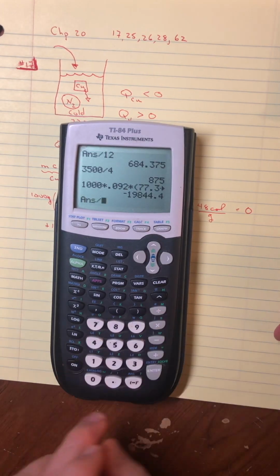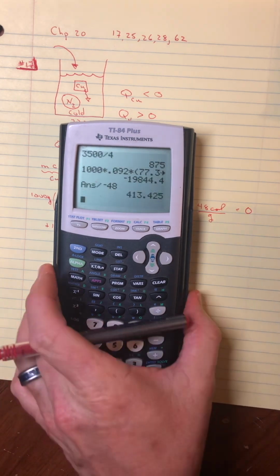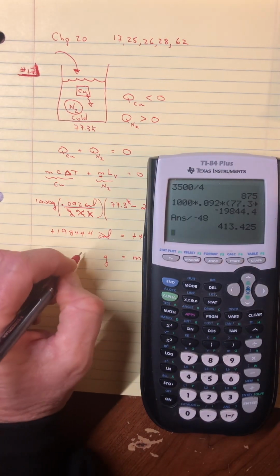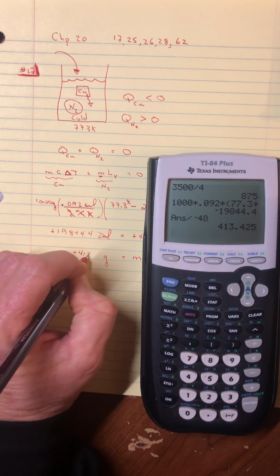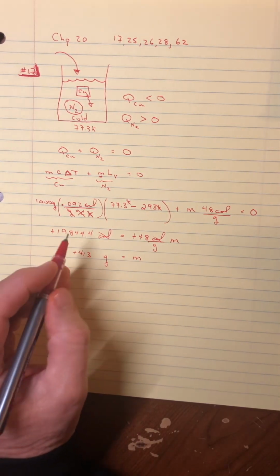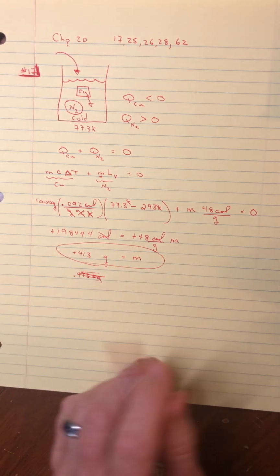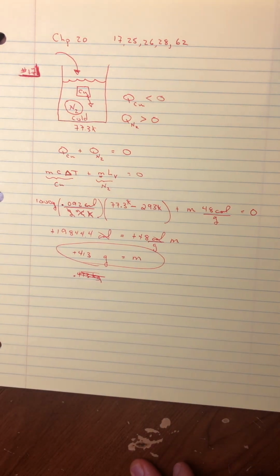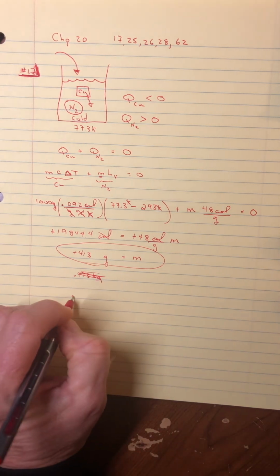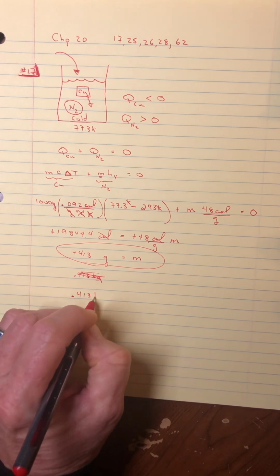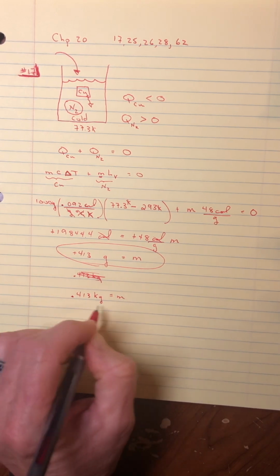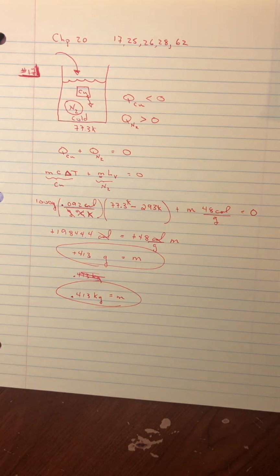So taking that number and dividing it by a negative 48 gives me a positive 413 grams, or 0.413 kilograms. Well, I probably don't need to do that. Grams is fine. They don't really say, yeah. Oh, it does say how many kilograms. How many kilograms boil off? Okay, that's what I was thinking. So last step is now to convert it into kilograms. How many kilograms of nitrogen boil away?